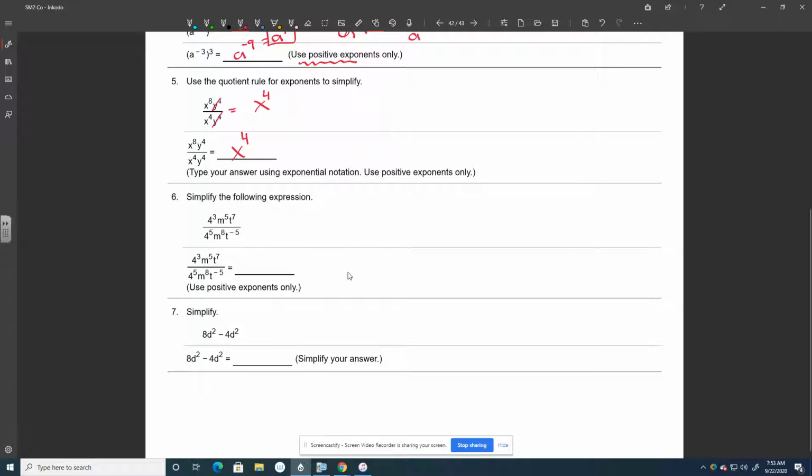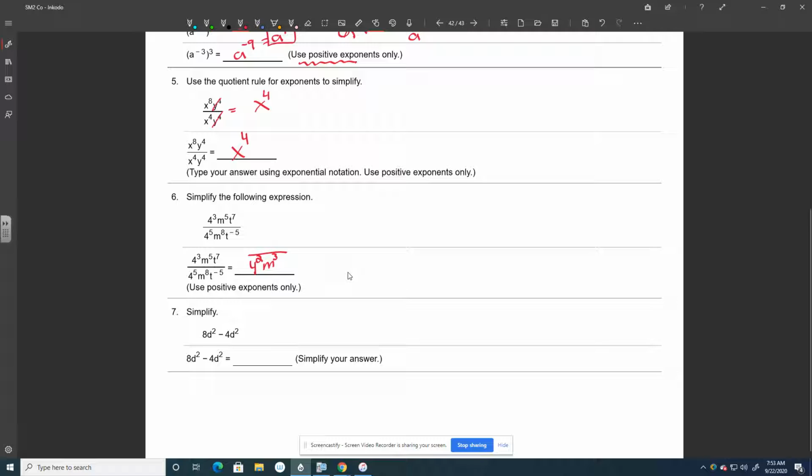Okay, number six. Same idea, we're canceling things on the top and bottom. So my answer is going to be a fraction, 4 to the 3rd on top, 4 to the 5th on bottom. So I've got more 4s on the bottom. And this, there's 5 on top, there's 3. So that means I'm going to have 2 left over on the bottom. M's, I've got 5 on top, 8 on the bottom. So that means I'm going to have 3 left over on the bottom because I've got more on the bottom.